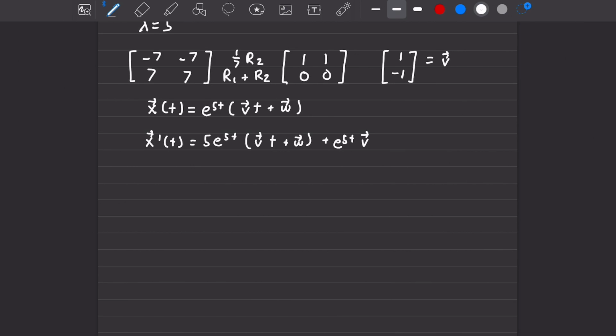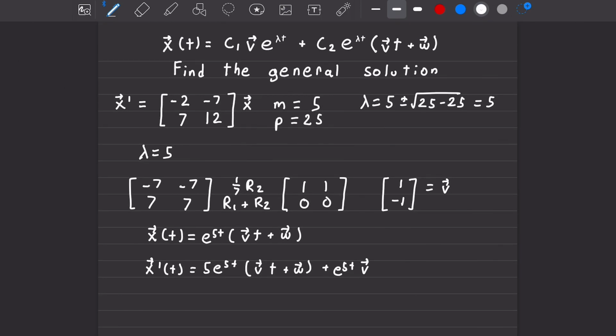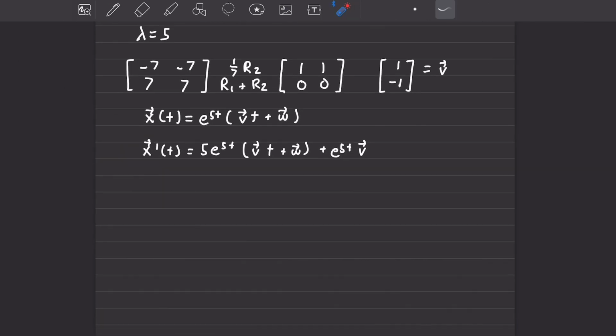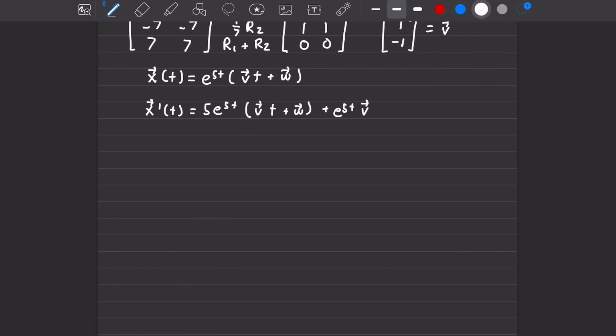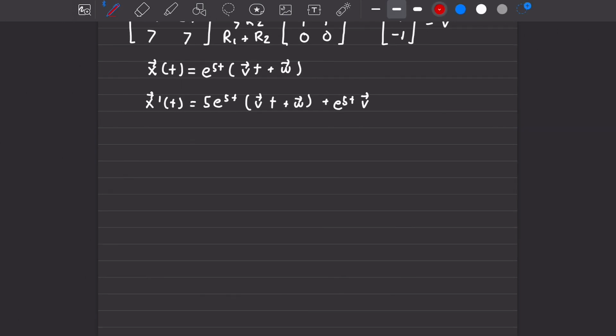Next we want to plug all this back into what we began with over here. On the left-hand side, I'm going to have x prime. So we have 5 v t e^(5t) plus 5 w e^(5t) plus v e^(5t).